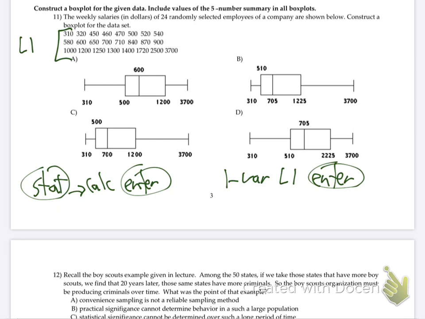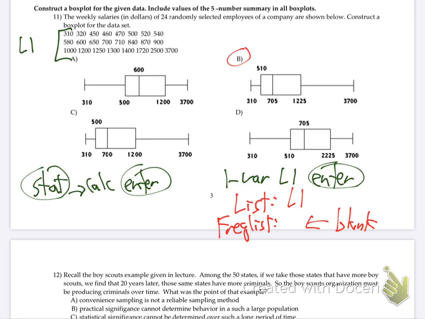Or if you have the newer kind of calculator that says list and frequency list, you just put in L1 and leave the other part blank and hit enter. And then it'll show you the 5 numbers. You're basically looking for those 5 numbers. So you should get, it's B, these 5 numbers: 310, 510, 705, 1225, and 3700. Are you getting those numbers to show up?